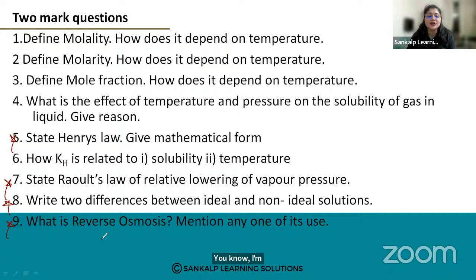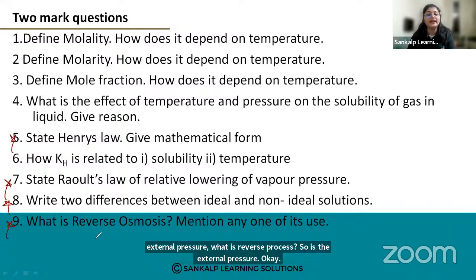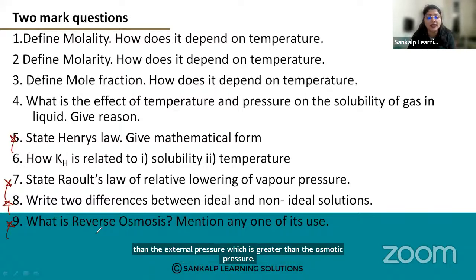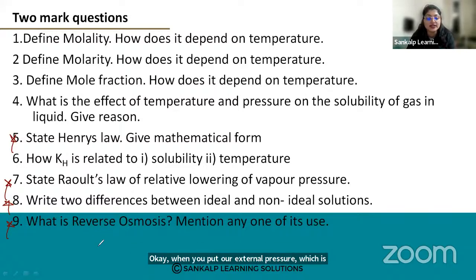What is reverse osmosis? When you put an external pressure which is greater than the osmotic pressure on the solution side, then what will happen? The solvent molecules will flow from solution to solvent through a semi-permeable membrane. And this is called reverse osmosis.